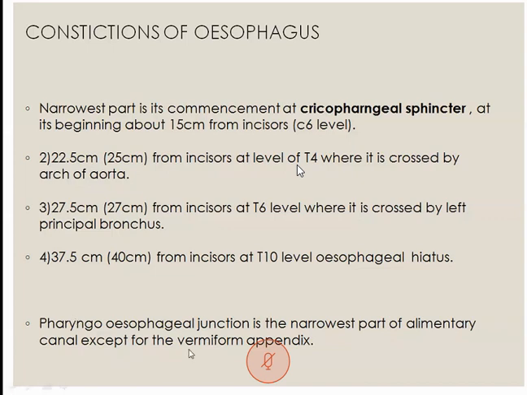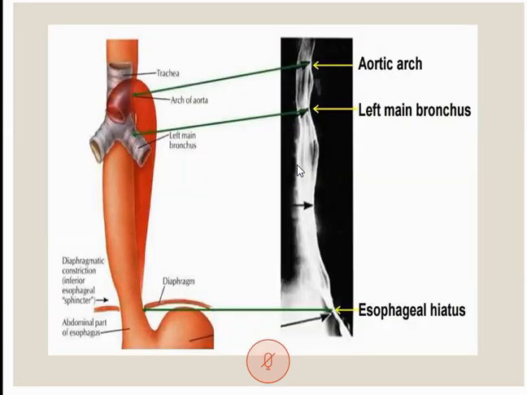It is an appendage which has a normal, smaller lumen than this cricopharyngeal sphincter, but it is not in the line of the gastrointestinal tract.